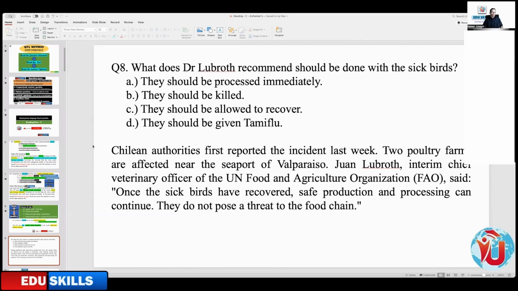Listen, okay? Q8. What does Dr. Labrath recommend should be done with the sick birds? A. They should be processed immediately. B. They should be killed. C. They should be allowed to recover. D. They should be given Tamiflu.